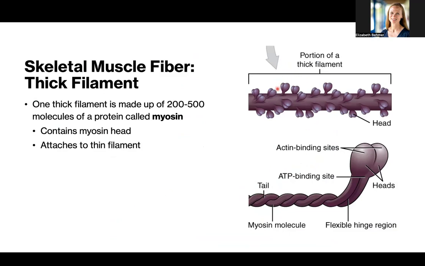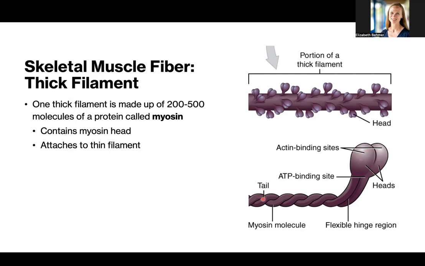We see a portion of your thick filament shown here, but it's actually made of about 200 to 500 molecules of a protein called myosin. And we've zoomed in on one myosin molecule here. You'll see a flexible hinge region that's going to go through a power stroke that will actually tug the actin past it. We see heads on the individual myosin molecules. These heads will be what will attach to the thin filament on actin to form the cross bridge. And then you see the tail on the myosin molecule.